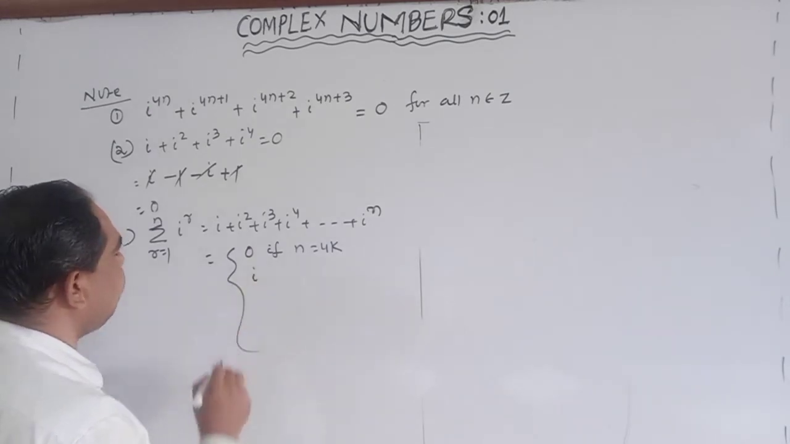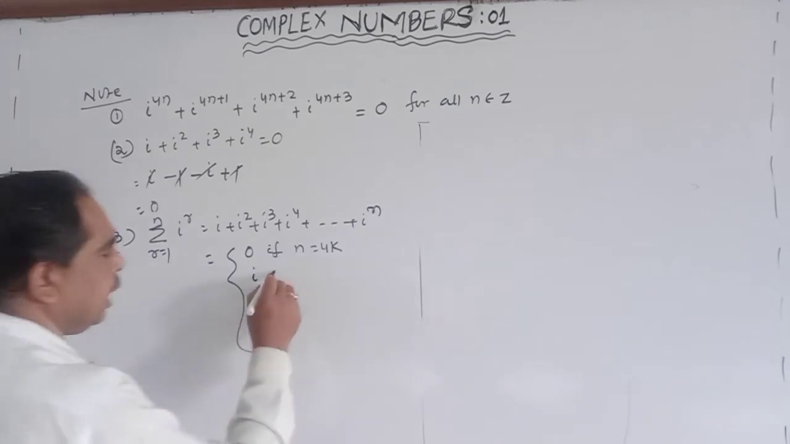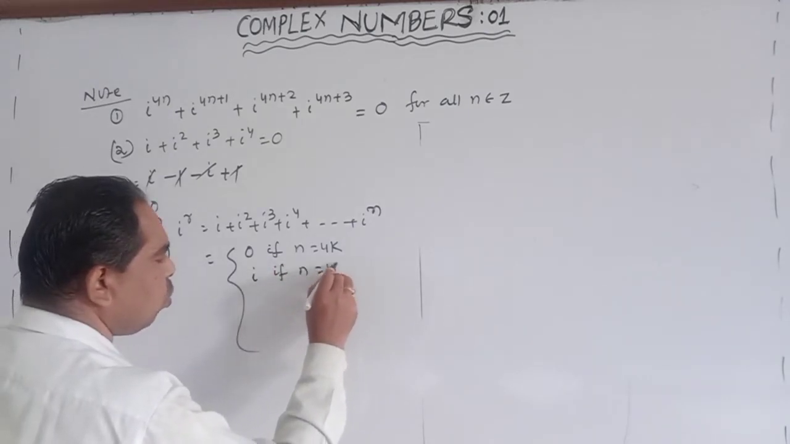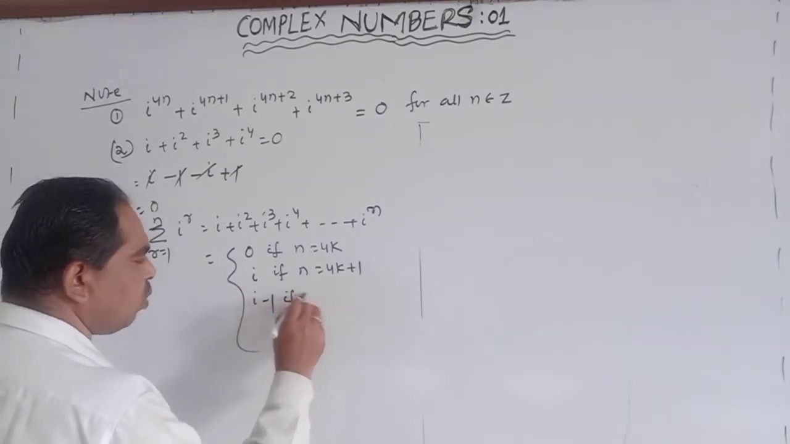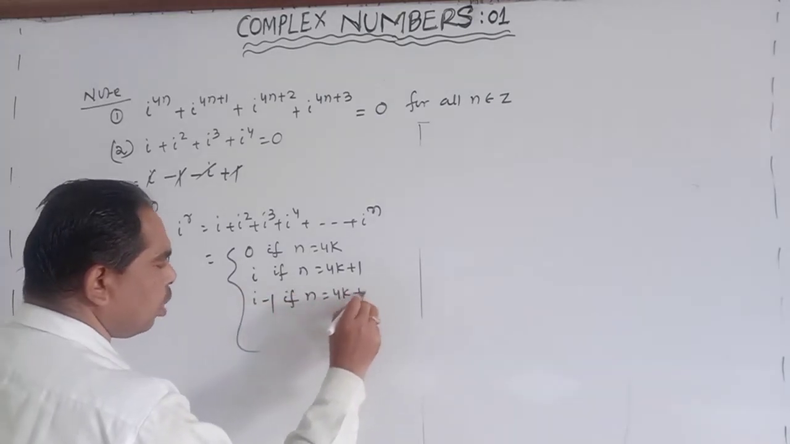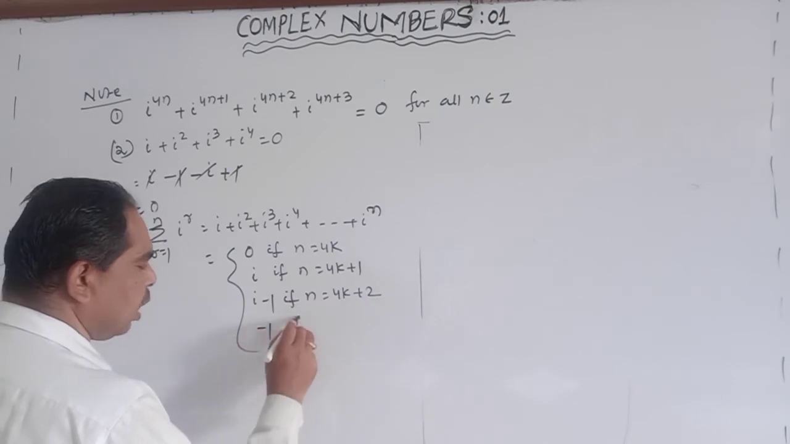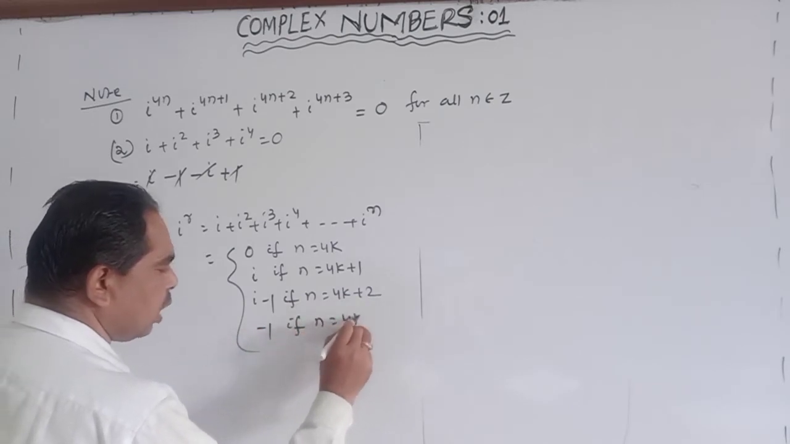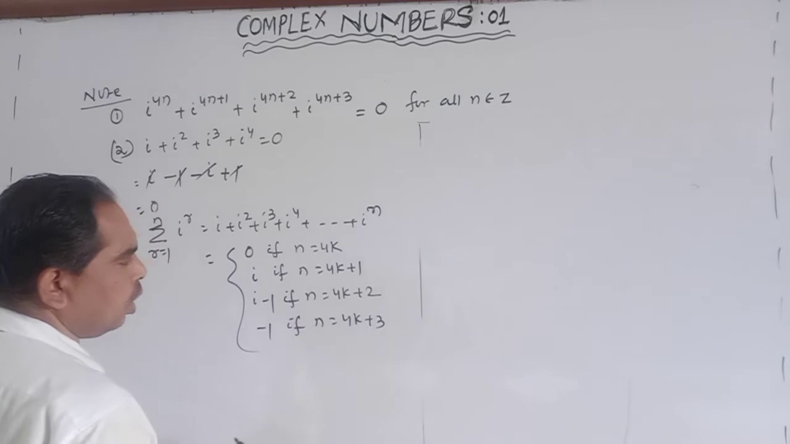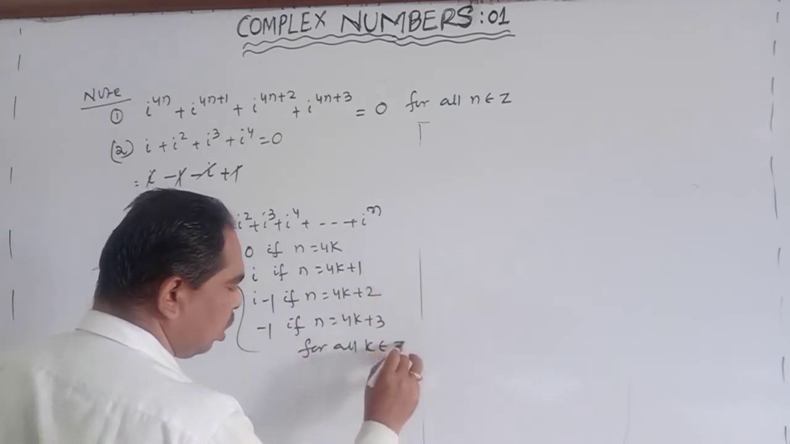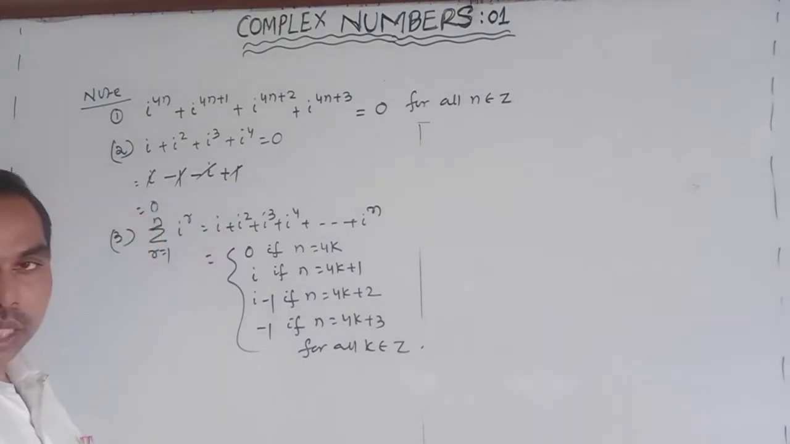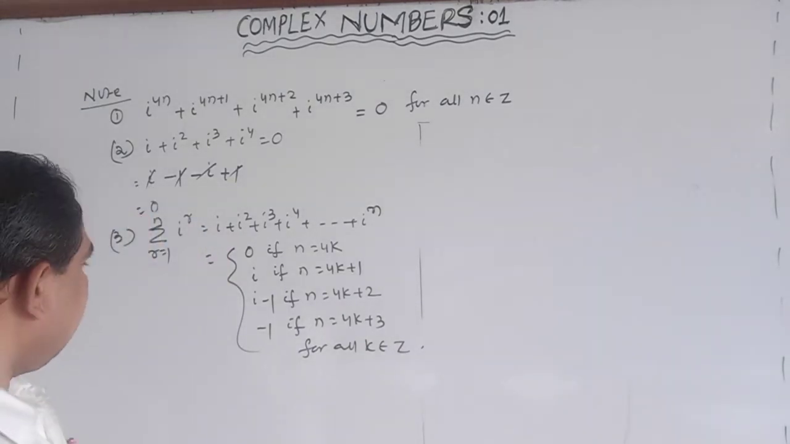Next: i if n is equal to 4k plus 1, i minus 1 if n is equal to 4k plus 2, minus 1 if n is equal to 4k plus 3, for all k belongs to the set of integers Z.